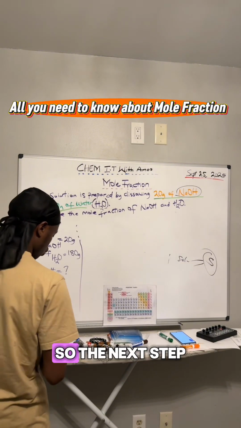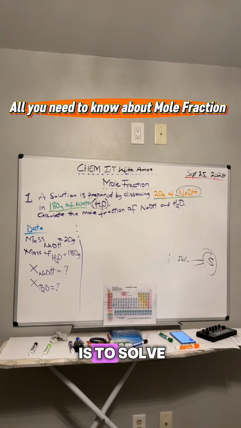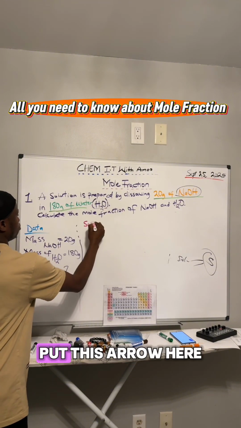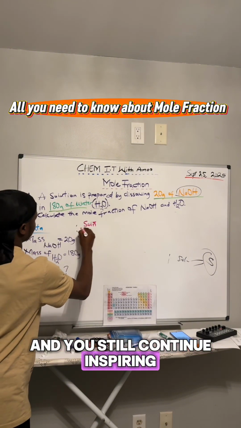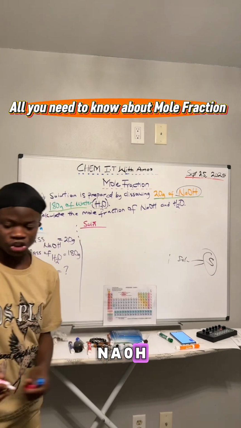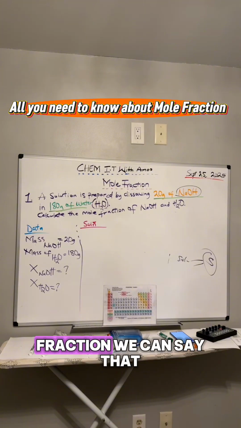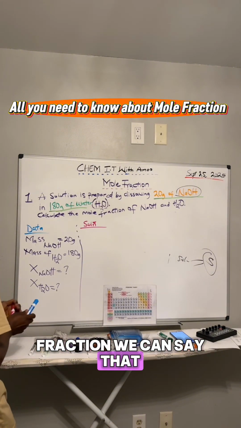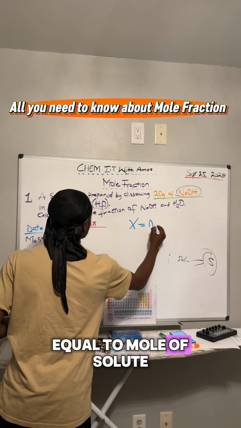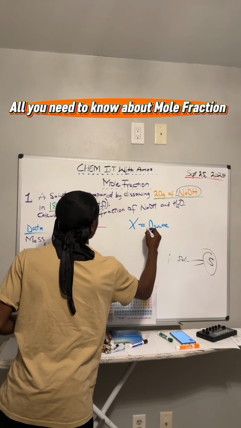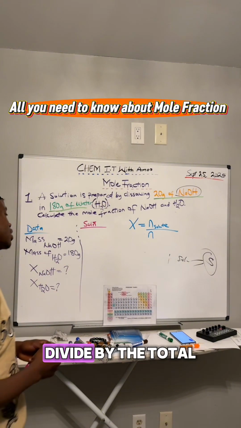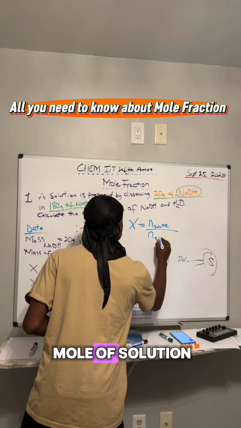Okay, so the next step is to solve. We write solution, and put an arrow here, meaning the step continues. The solution says calculate the mole fraction of NaOH. To calculate the mole fraction, we can say that mole fraction X is equal to the mole of solute divided by the total mole of the solution.